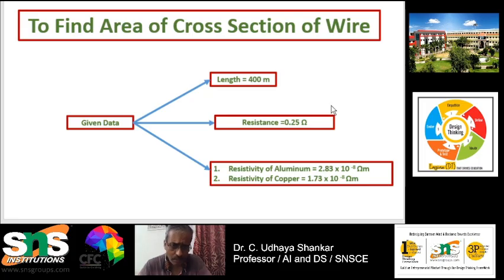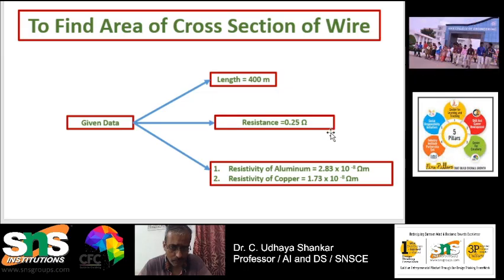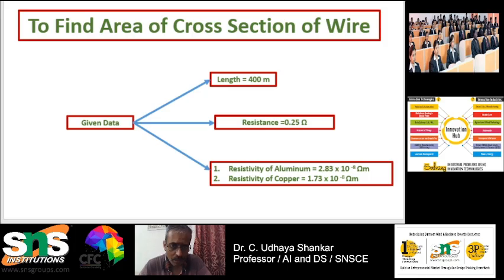So you can see the details. The given data is: the length is 400 meters, the resistance is 0.25 ohms, and the resistivity of aluminum, which you can get from the data sheet, is 2.83 into 10 power minus 8, and the resistivity of copper is 1.73 into 10 power minus 8. We want to find the area of cross section of the wire.